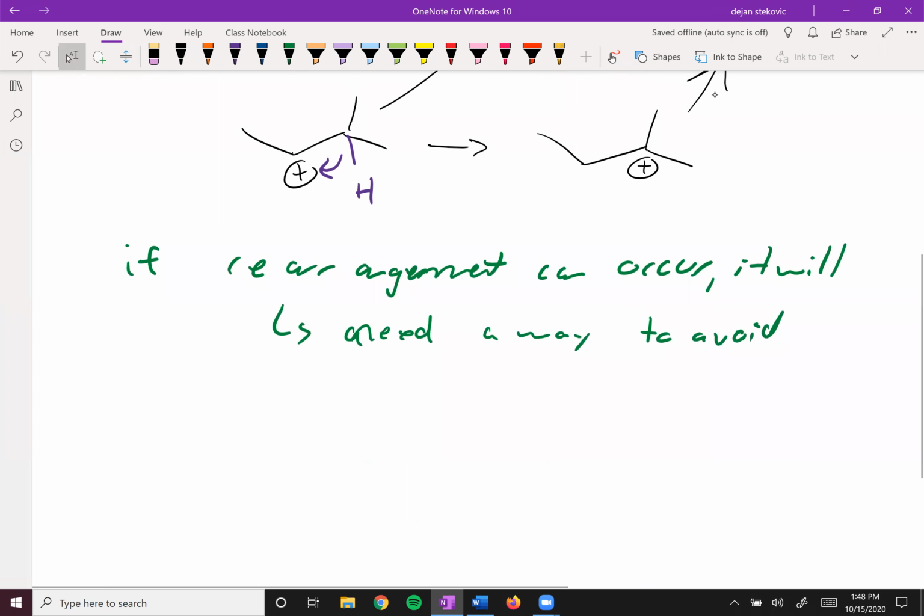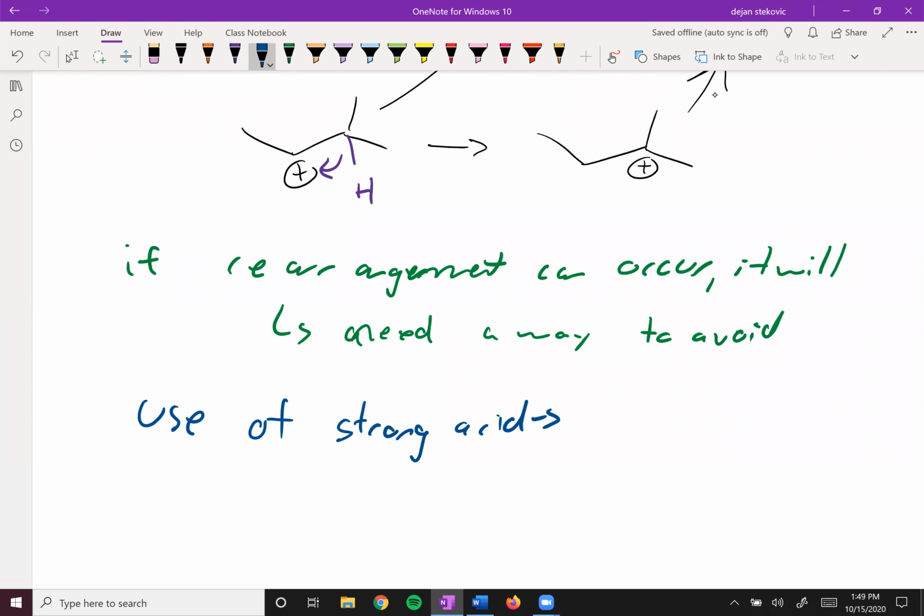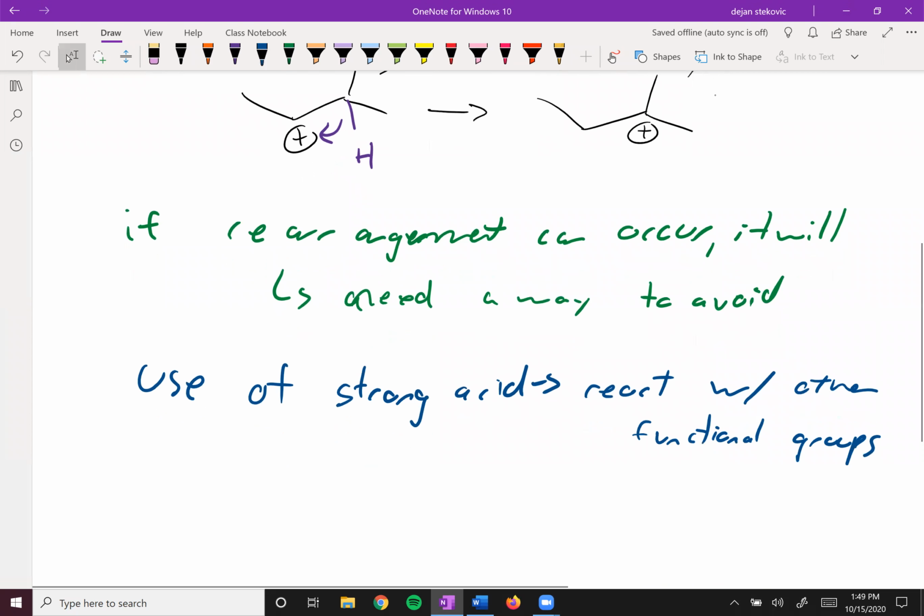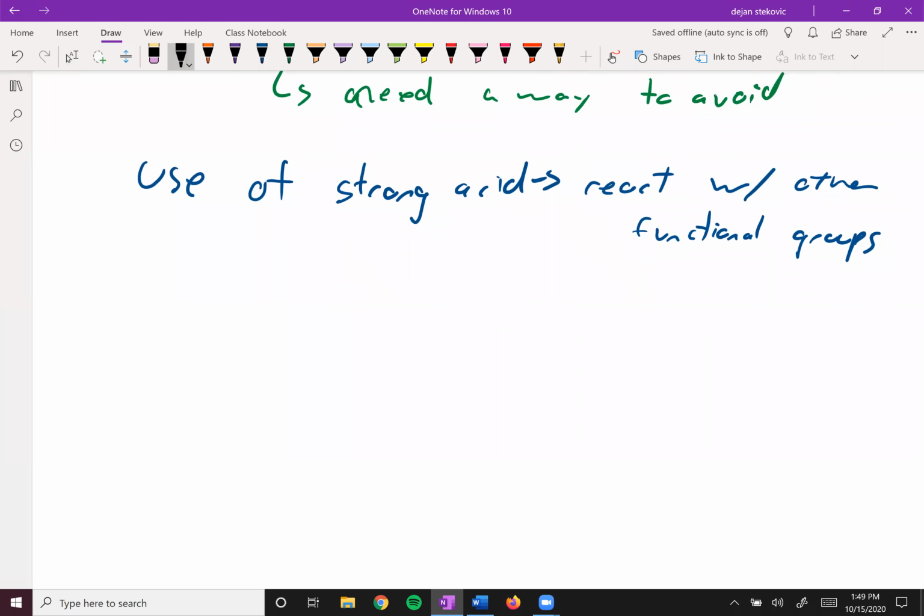The other issue with this reaction that we learned is that using a strong acid is generally not a good idea, because if you use a strong acid, it can react with other parts of your molecules, right? React with other functional groups. And so at the end of the day, we'd like a better way to have this Markovnikov addition of an alcohol to an alkene. And the way to do this is through oxymercuration, demercuration.